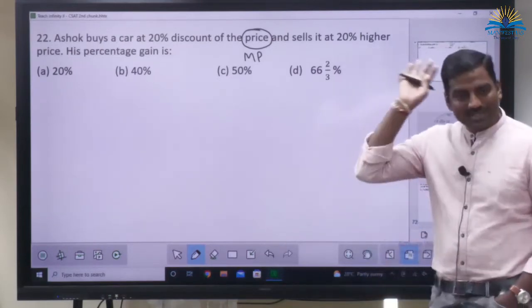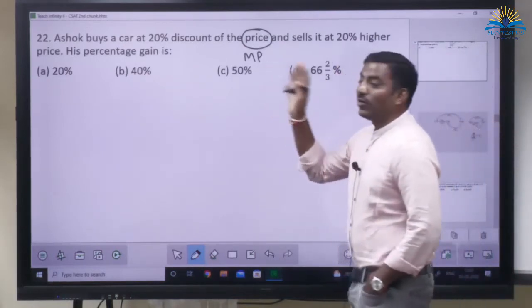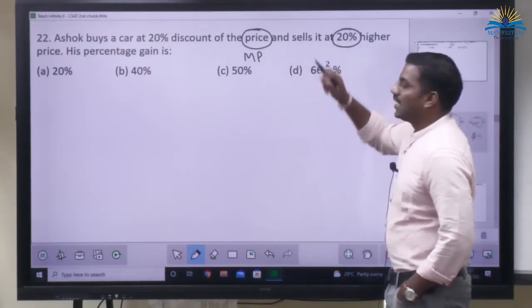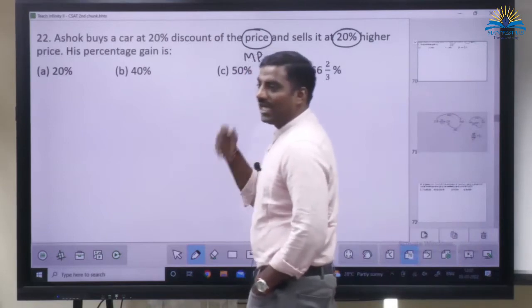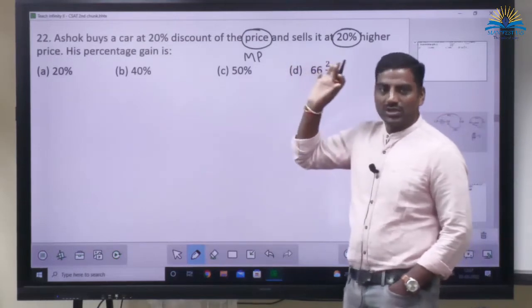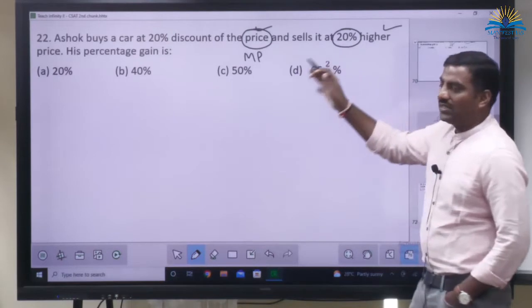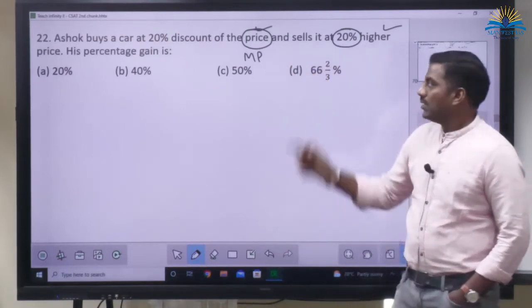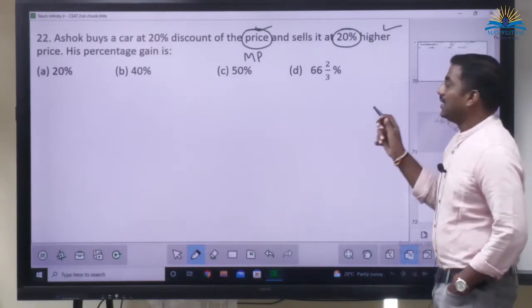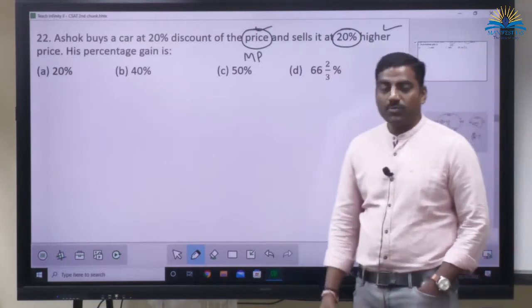So discount is always on market price. Done? So Ashok buys a car at 20% discount on market price and sells it at 20% higher price. 20% higher price means 20% higher on this market price only, because they are mentioning this price, that means the higher price is compared to this price only. And the percentage of profit is?